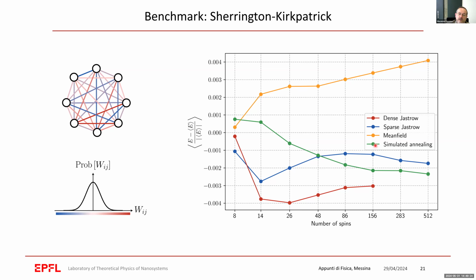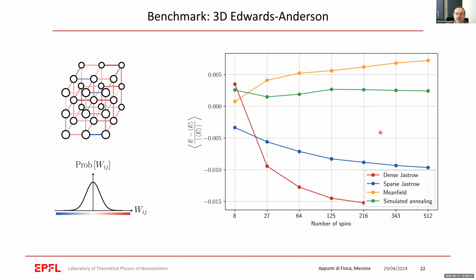Let's move on to another model. This is what is called the 3-dimensional Edwards-Anderson model. This means that it's an Ising model on a cube with random couplings, again distributed in a Gaussian way. And in this case, you can see that, again with the same figure of merit, our approach, the full variational method with the two-body correlations, performs much better and scales apparently, up to the number of spins we were able to go, better than the other approaches.